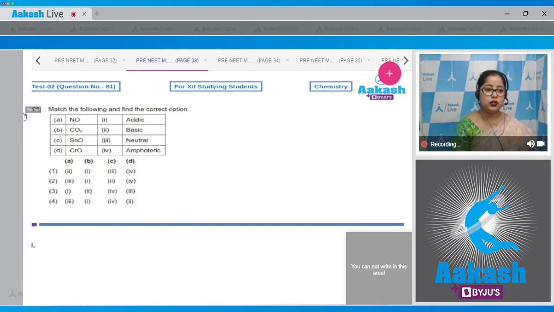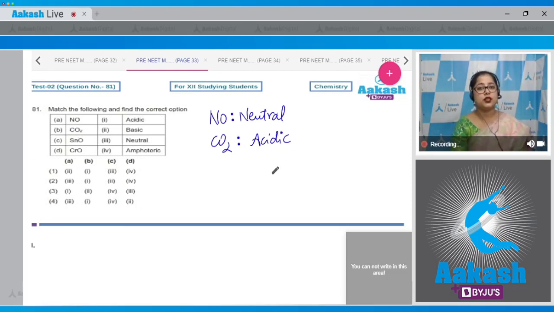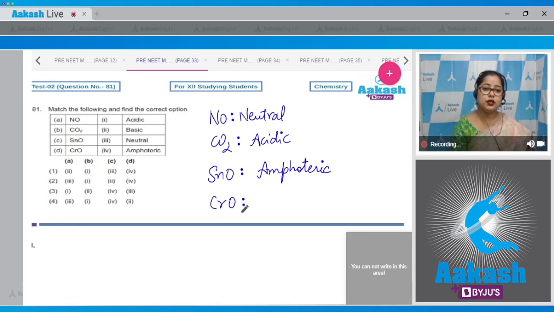So let's start with number 1. Number 1, student, we are given with NO. NO is a neutral oxide. We have 2 more neutral oxides, that is CO and N2O. Moving to next, CO2. Student, CO2 is acidic in nature, since non-metallic oxides are generally acidic. Moving to next, SnO. Student, SnO is an amphoteric oxide. Moving to last, that is CrO. Student, CrO is a basic oxide.